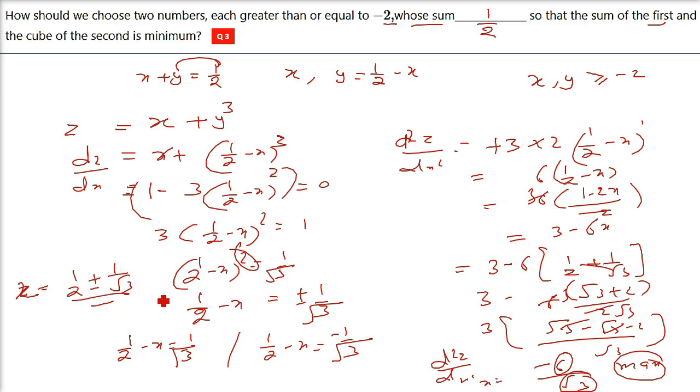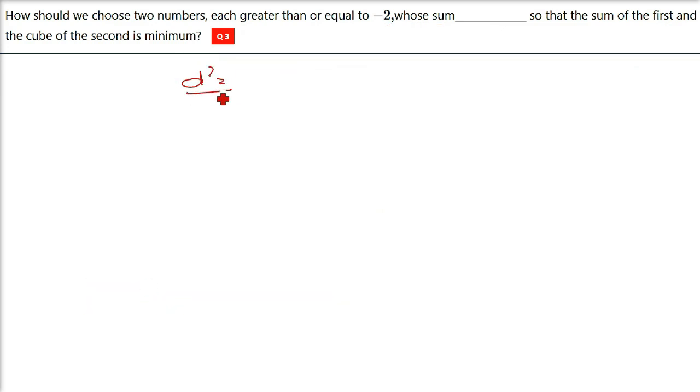So please remember, in this half, I'm not saying what you have to put, and I'm not putting it also. I'm just saying half plus 1 by root 3 and half minus 1 by root 3. Just place that value, or place both the values, and take only that value which can give you the minimum value. That is, it has to be positive, and positive indicates the minimum value.